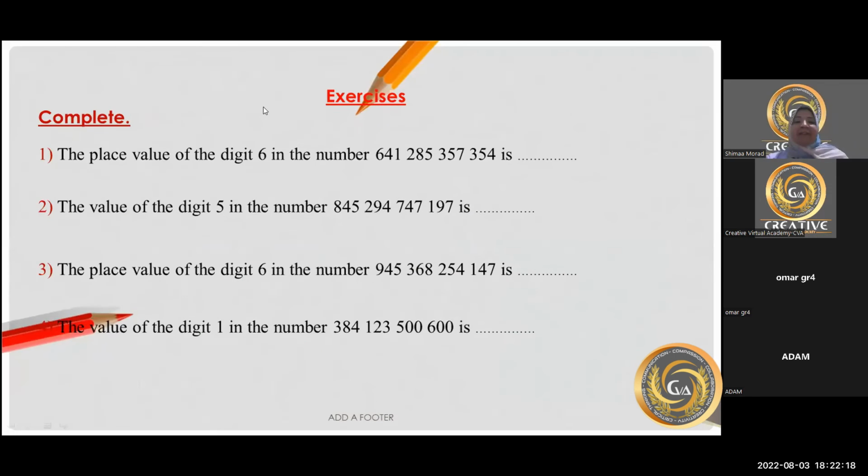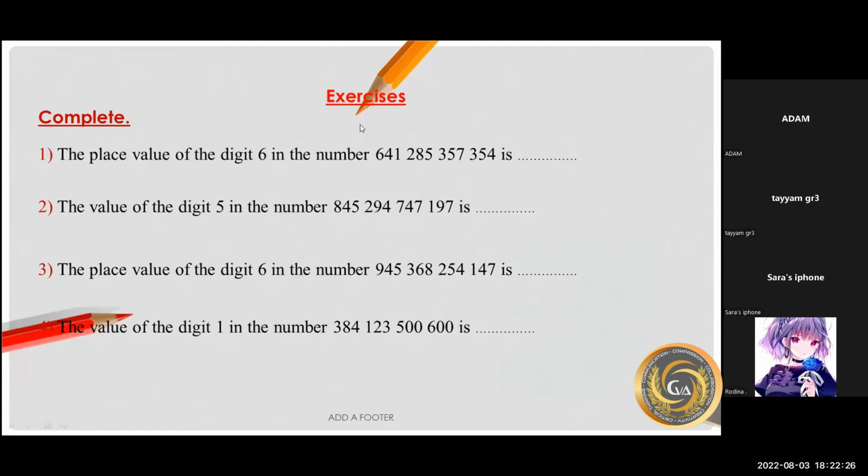I have an exercise now. Complete: write the place value of digit 6 in the number. What about the place value? House or number? Place. The place value is houses. Yes, very good. Place value houses.